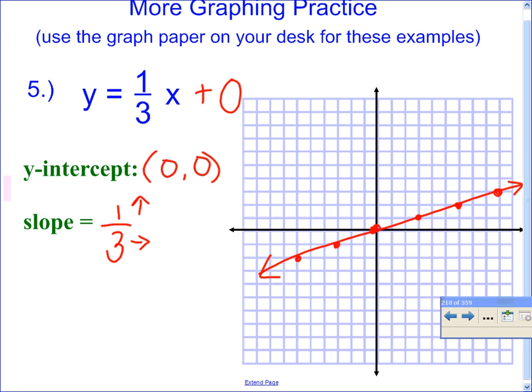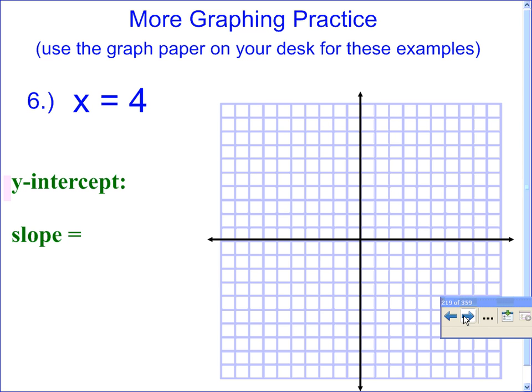So the reason I did this one is you will have a plus 0 sometimes. Questions on that one? Okay, number 6. I want you to put on your paper x equals 4. So number 6, x equals 4. And then write down y-intercept or b, and then m or slope.